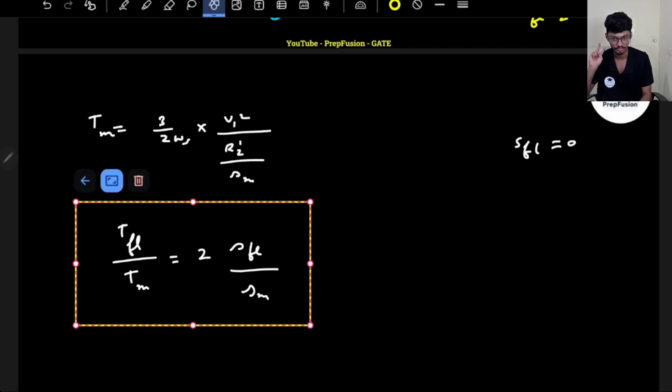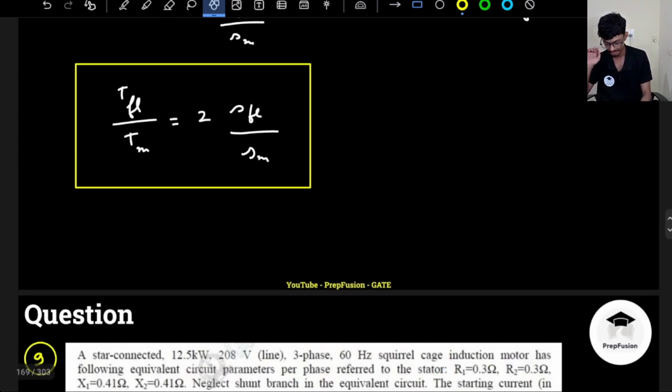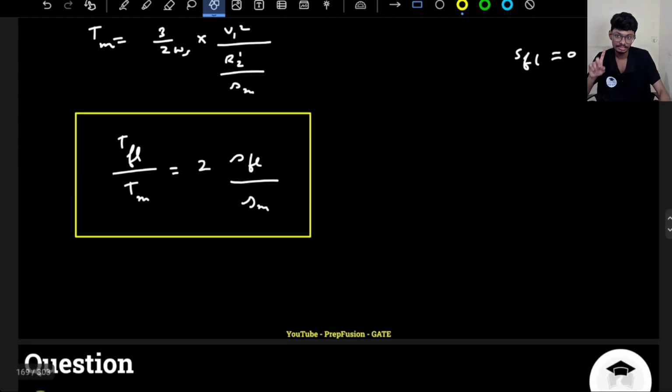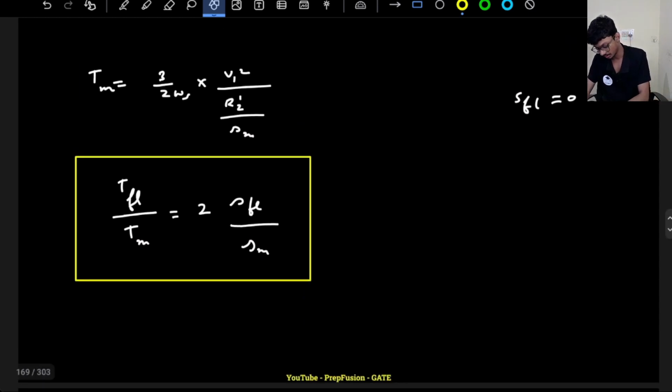I mean the ratio comes out to be this. This also you can remember if you want. Okay, it's okay, you can directly solve using the full equation, right? That is totally fine. This is one of the expressions that you can remember if you want to. Now one more thing is there. This is also known as the stalling torque.